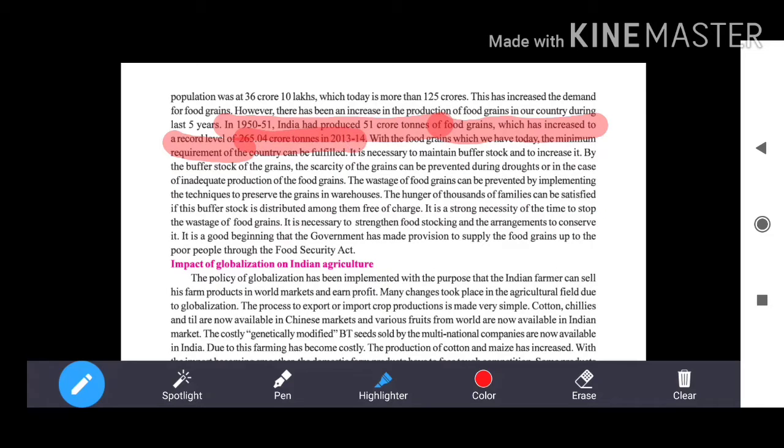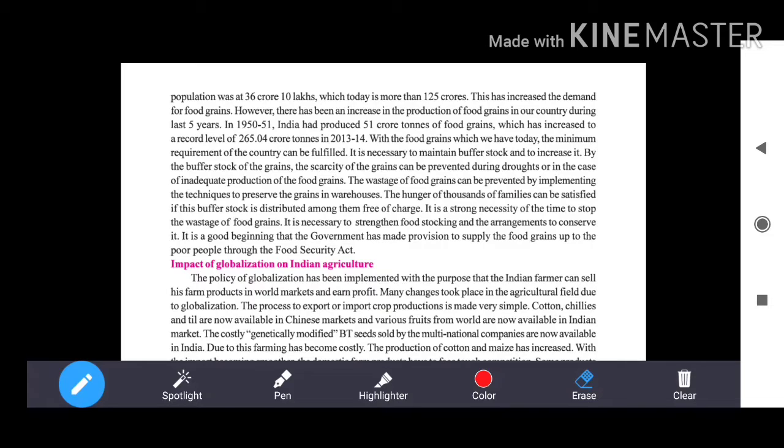तो ये कहीं ना कहीं गुड साइन है कि जो 1950-51 में जितना हम प्रोड्यूस कर रहे थे, उससे कहीं ज़्यादा एक रिकॉर्ड हमने बनाया था in the year 13 and 14 in terms of the production of food grain, which reached 265.04 crore tons. With the food grains which we have today, the minimum requirement of the country can be fulfilled. It is necessary to maintain buffer stock and to increase it.